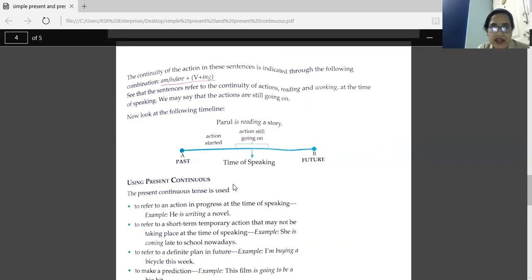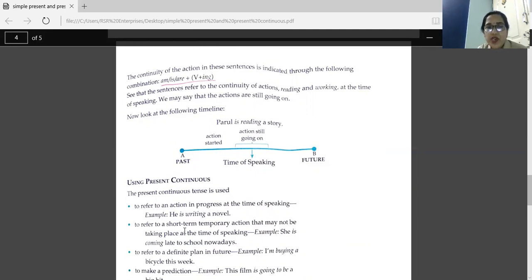Now let's see where we can use present continuous tense. See this first one: to refer to an action in progress at the time of speaking. That is clear. When you are speaking, at that time the action is going on. So he is writing a novel. That means at the time of speaking, what he was doing, he's writing. So "is writing" shows it is present continuous tense.